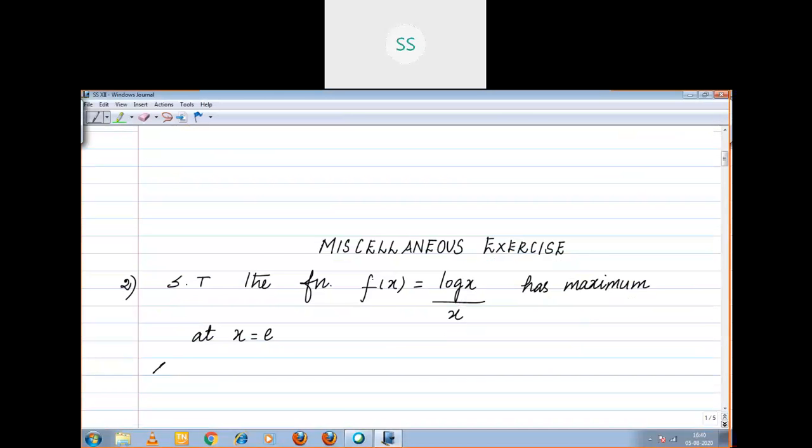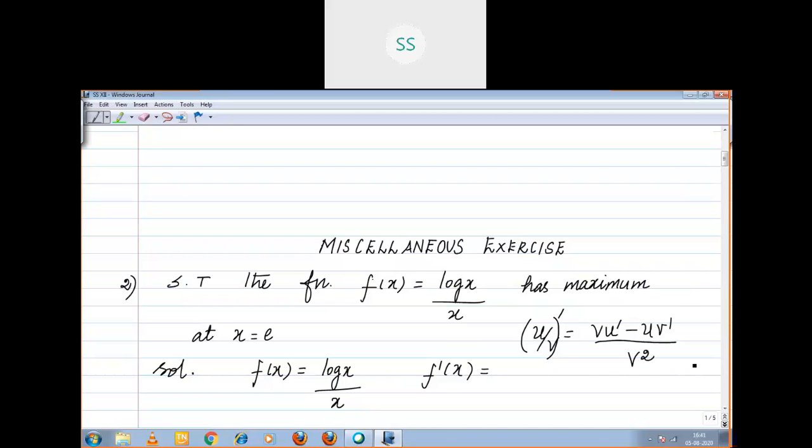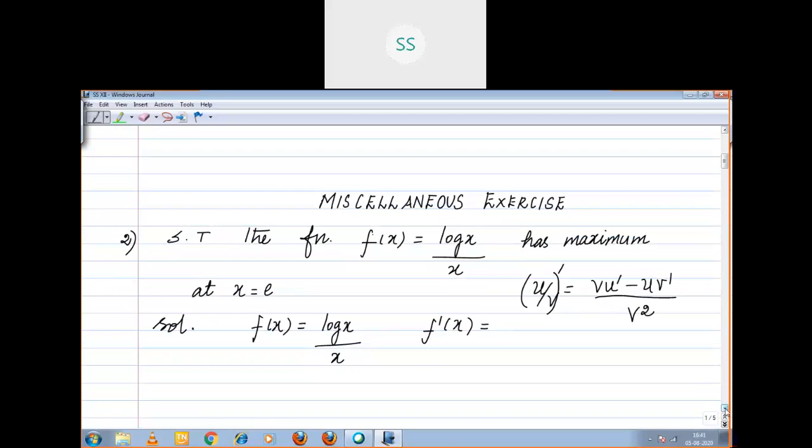Solution. f of x equal to log x divided by x. First step, what do you want to do? You have to differentiate. f dash of x equal to what? For log x by x, you are going to apply the u by v format. That formula you have to write: the derivative of u by v equal to v u dash minus u v dash divided by v square. Now I am going to move to the next step, right?